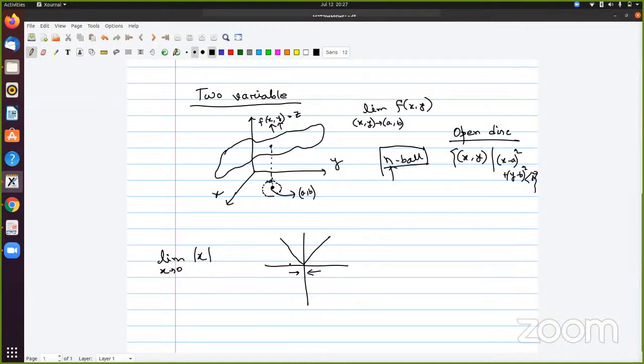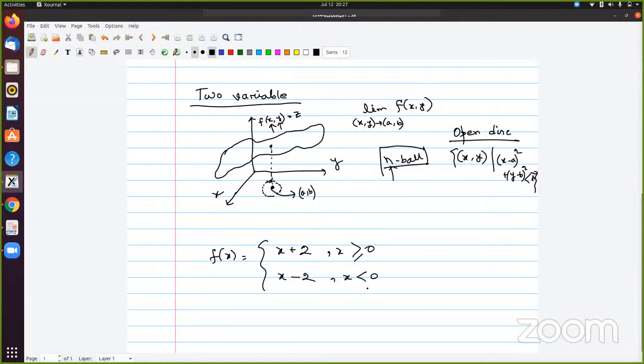That was the concept. If it does not match, suppose I define a function like this. Someone said step function, that is also okay. Now, suppose f of x is x plus 2 when x is greater than or equal to 0, and x minus 2 when x is strictly less than 0. So what happens in this case? Does the limit at 0 exist? No. How can we show it?